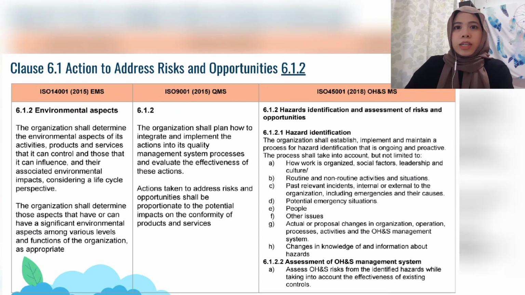For Clause 6.1, the environmental aspect, for ISO 14001, the organization shall determine the environmental aspects of its activities, products, and services. For ISO 9001, the organization shall plan how to integrate and implement the actions into its quality management system processes.